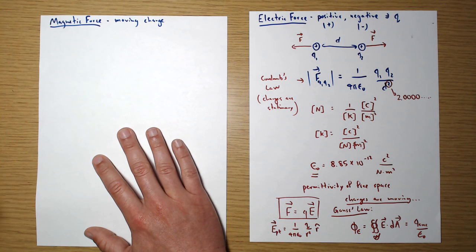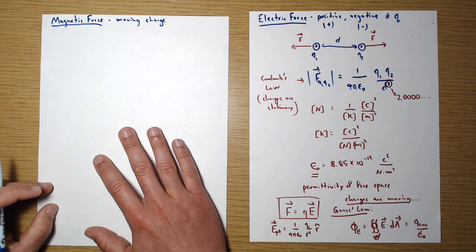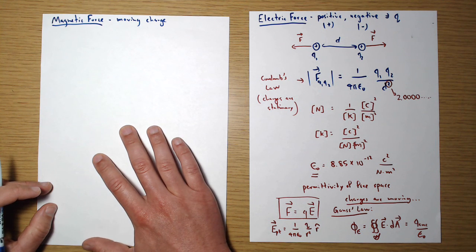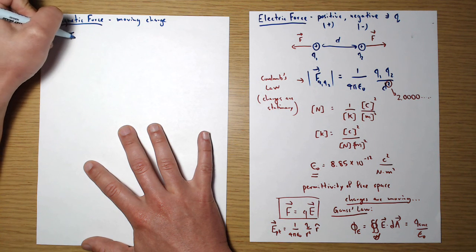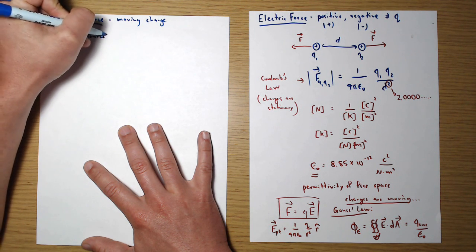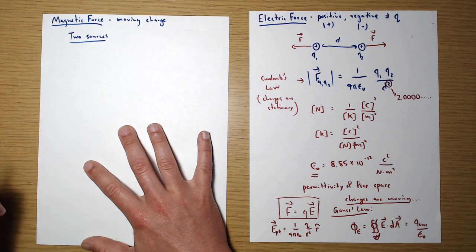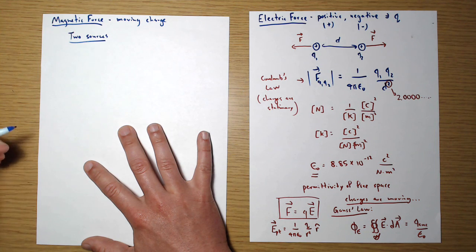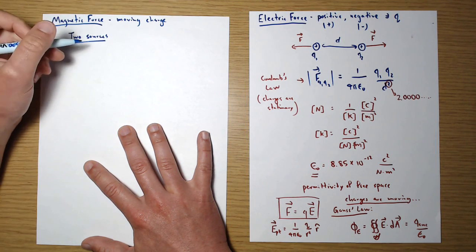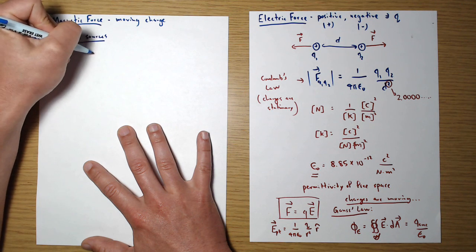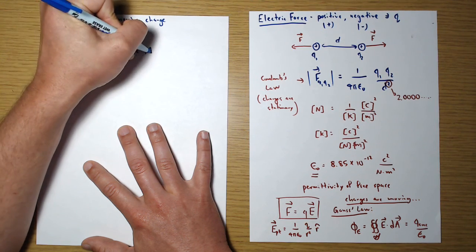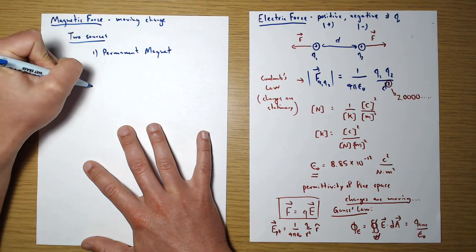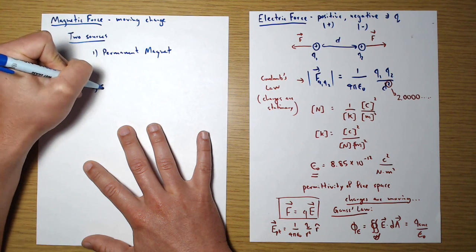All right, so let's look a little bit more closely then at magnetic fields due to moving charges. So there's 2 basic sources of magnetic field or magnetic force. So the 2 sources are, one, we have a permanent magnet, and number 2, we have an electromagnet.